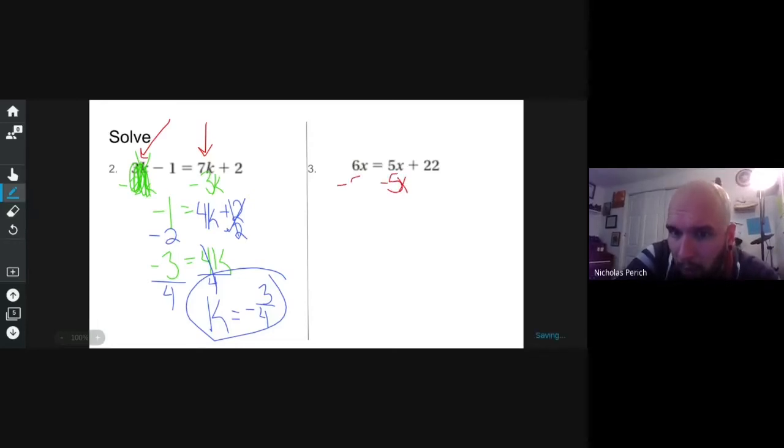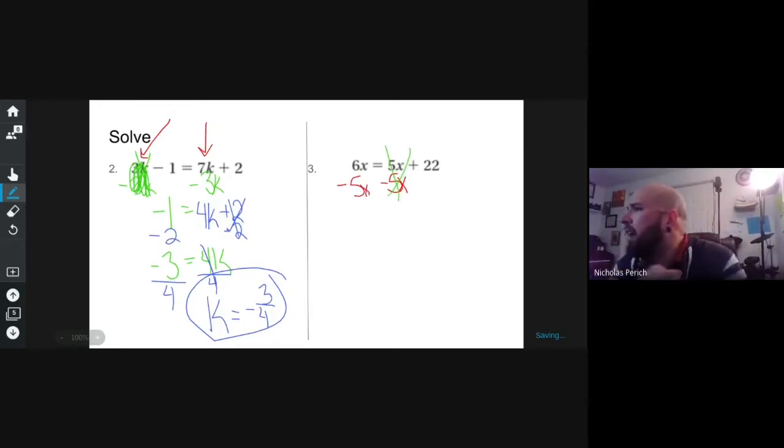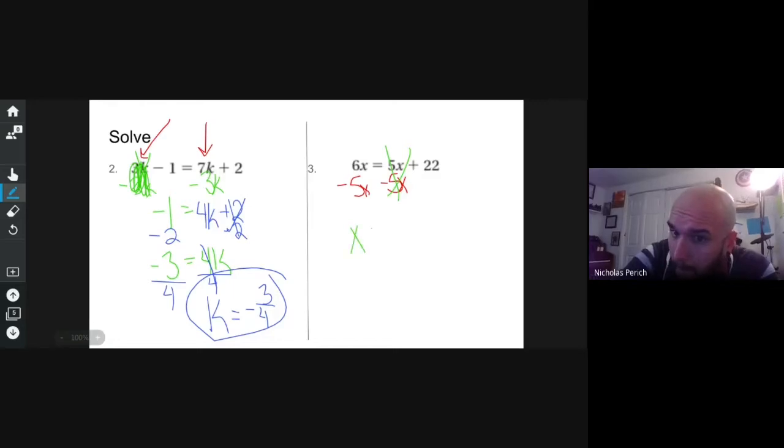This is easy. Somebody whose last name is not Benson, because I know she knows and I want to hear from somebody else. If I have 6x, and you can easily type this in the chat too. If I have 6x and I take away 5 of them, I'm left with, as David said, 1x, which means x. And in this case, x equals 22, or as I like to call it, the Taylor Swift special.